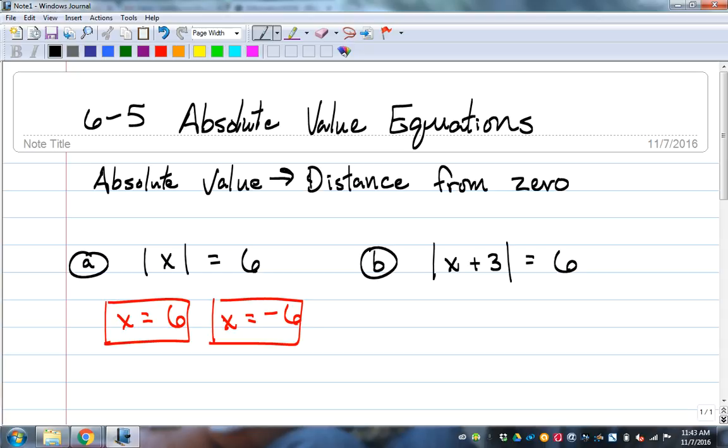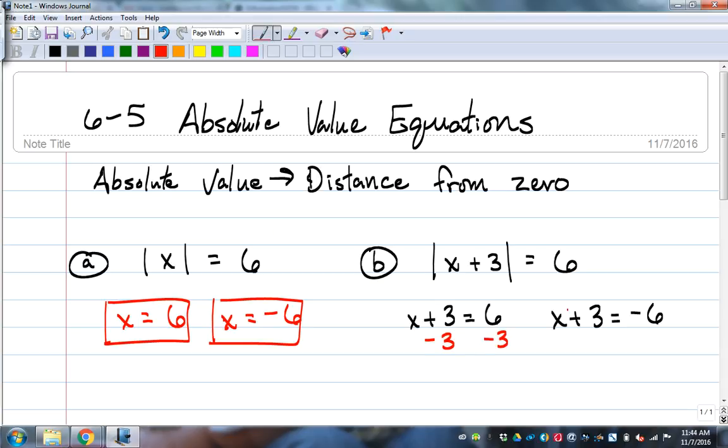So what we have to do is set up 2 separate equations. One of those equations would be x plus 3 is equal to 6. And the other one would be, where is x plus 3 equal to negative 6? Because whatever's in the absolute value is 6 units away from 0, just like this was. But instead of it being just a plain x, it's x plus 3 in there. So we set up 2 equations at the beginning. Okay? And we're going to solve each one of those. We're going to get 2 answers for this problem.